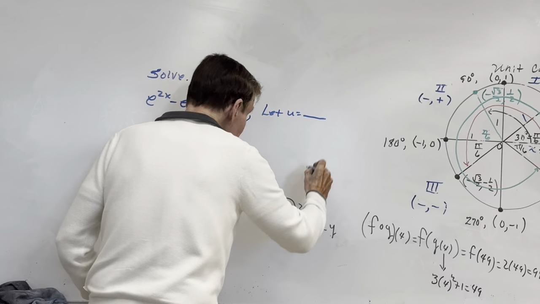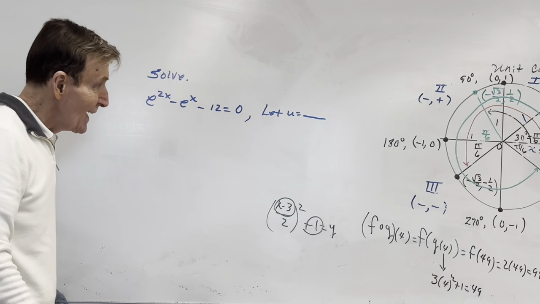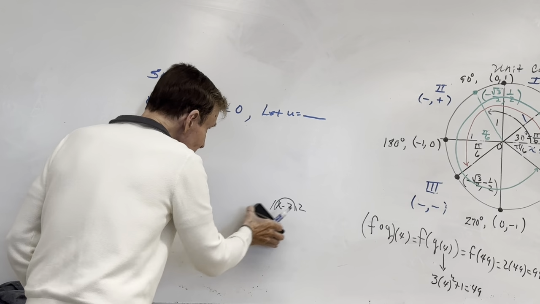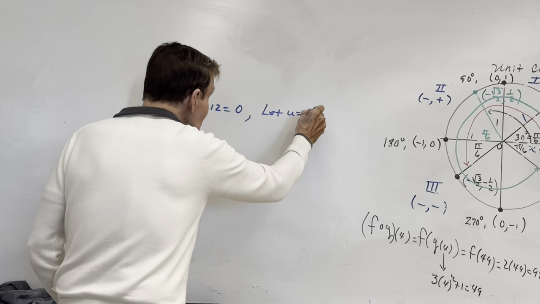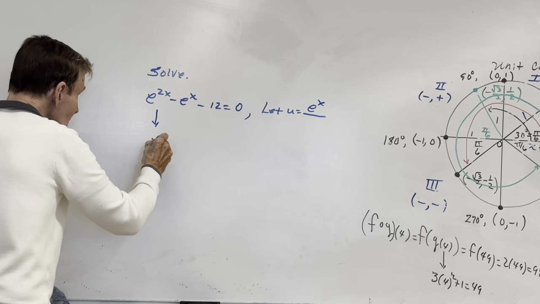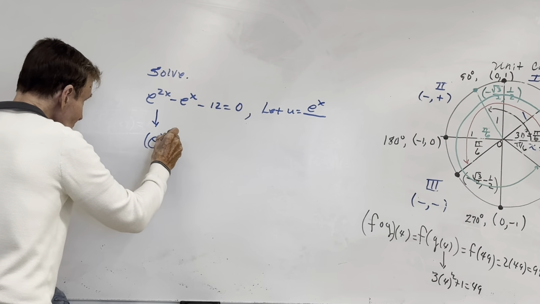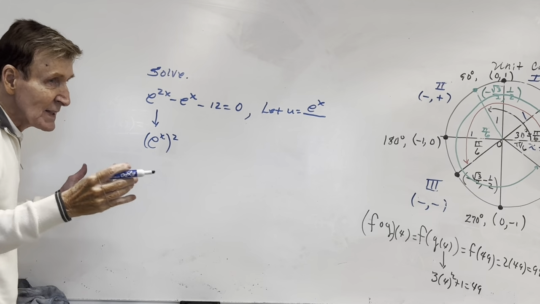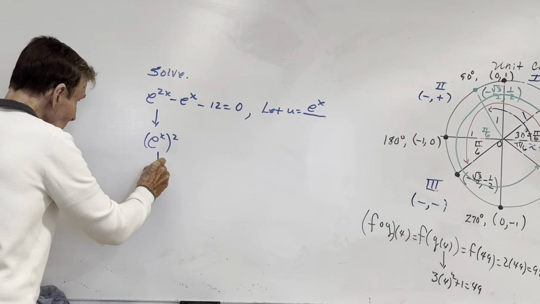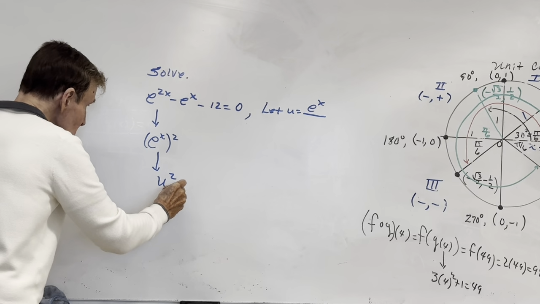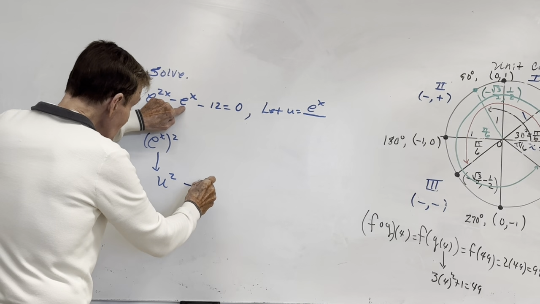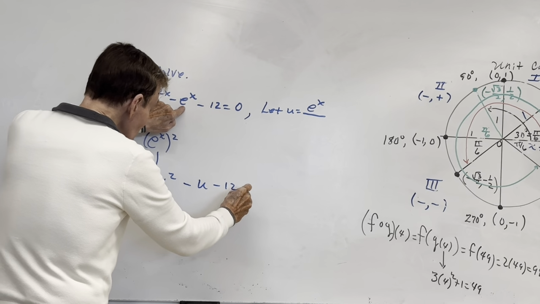All right, let u be something so you know it's one of those types. Alex, what are you going to let u be? e to the x. Right here. If that's true, I know and you know that first term could be written as this if I wish. That's still e to the 2x. And therefore, replace that part there with a u. That becomes u squared, which we wanted. u squared, subtract u, subtract 12 is equal to 0.